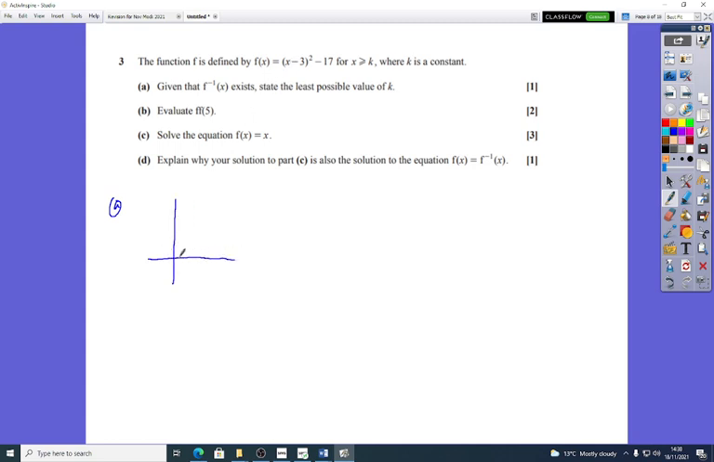You've got x will be 3, that will be minus 17. So what happens here, this function will look something like that. Now that is the turning point, which is 3 along and down to minus 17 here. Now this is not a one-to-one function, so it won't have an inverse. But if it was to have an inverse, then this is the least value. It would have to be x greater than or equal to 3.